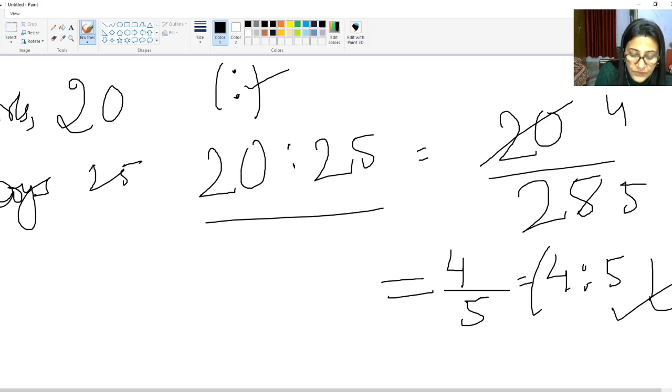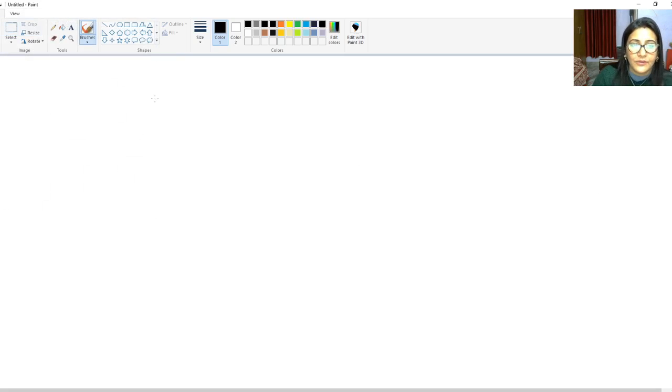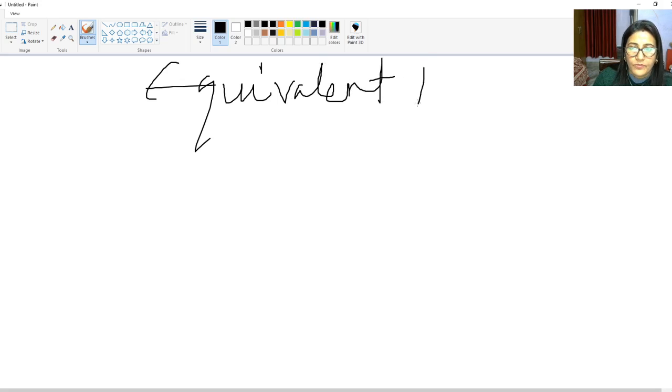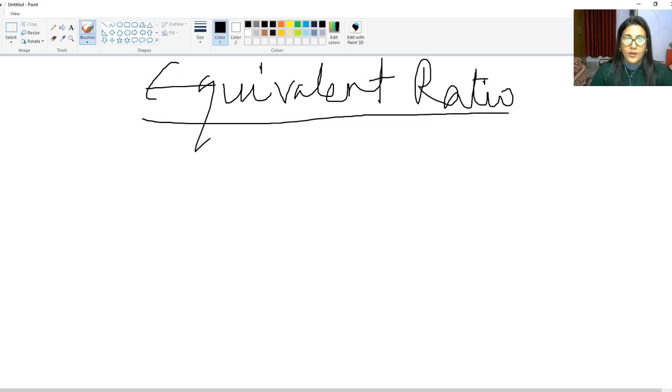Next we will see equivalent ratio. What is equivalent ratio? By the term equivalent, what can we understand, students? Equivalent ratio means ratios that are the same. I will give you one example.